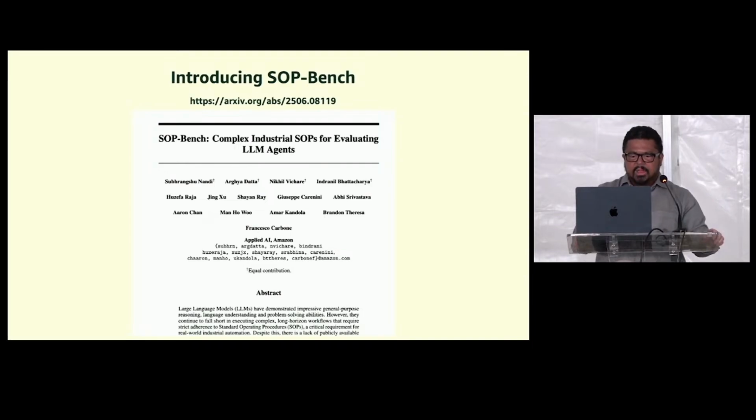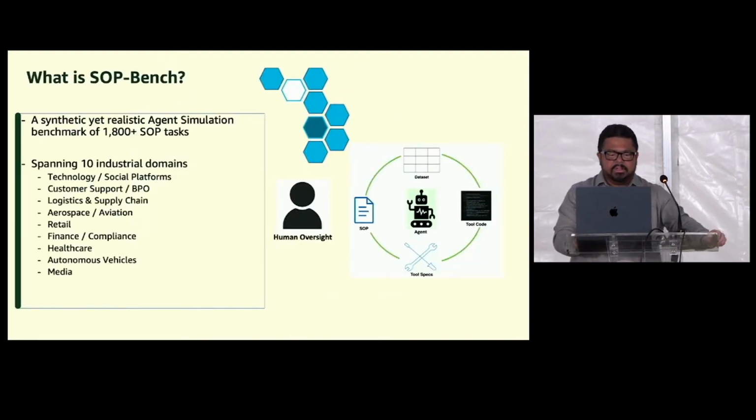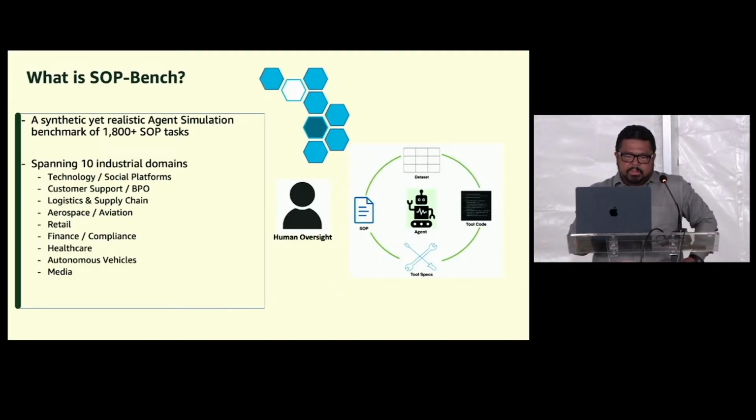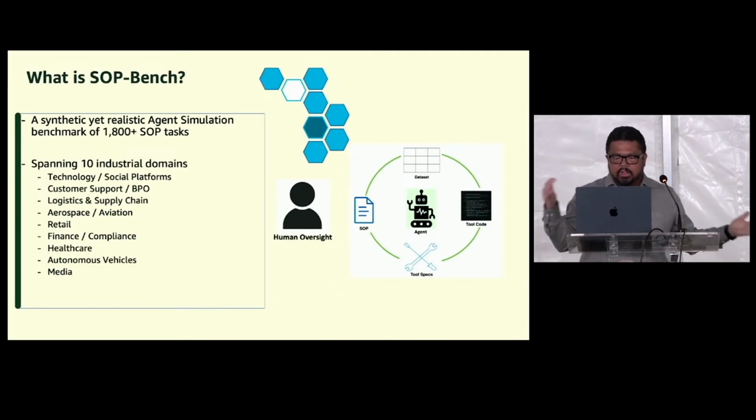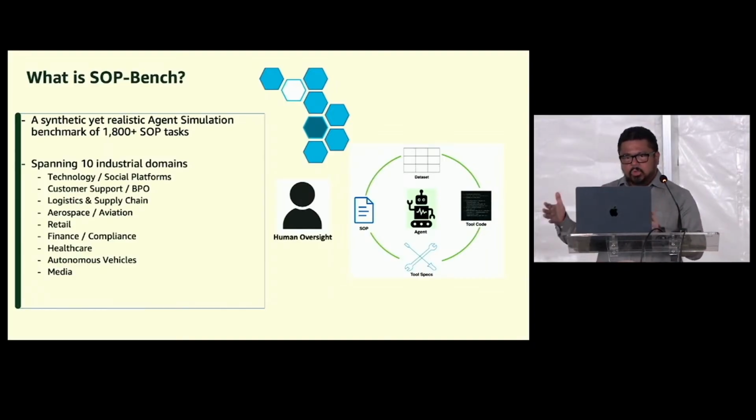This is available on arXiv. We'll be posting it on GitHub soon. It's a benchmark of 10 different industry use cases, starting from customer support, aviation, retail, even healthcare. We've created SOPs, like long instructions, along with the tool APIs and the code, like a mock.